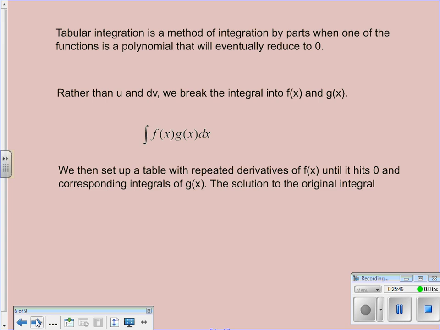It's just a version of UV substitution. You're still going to be doing derivatives and antiderivatives. So what you do is you set up a table and do repeated derivatives until the derivative of the polynomial becomes 0. You do corresponding antiderivatives of the other function, because it doesn't go away at all. You do it until the table fills in, and then you can get your answer from that table. I'll show you how to get the answer from the table.